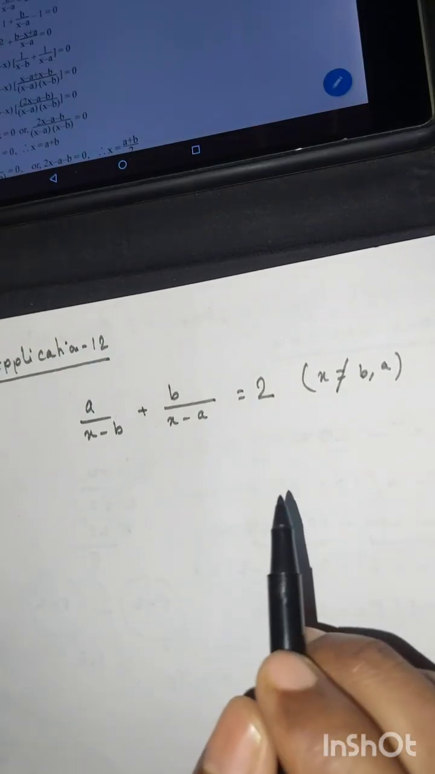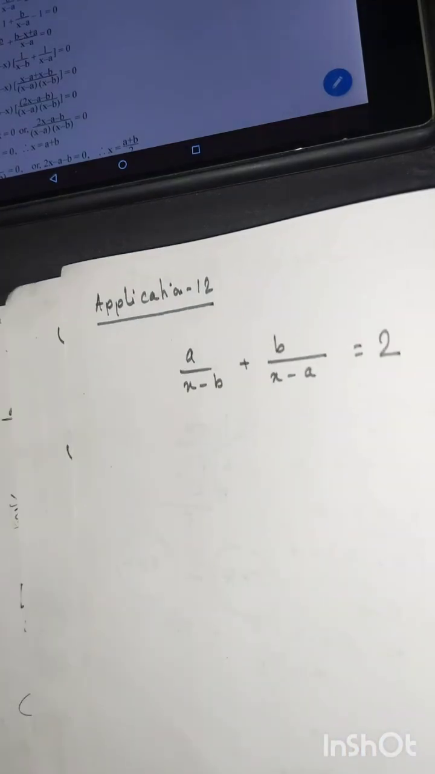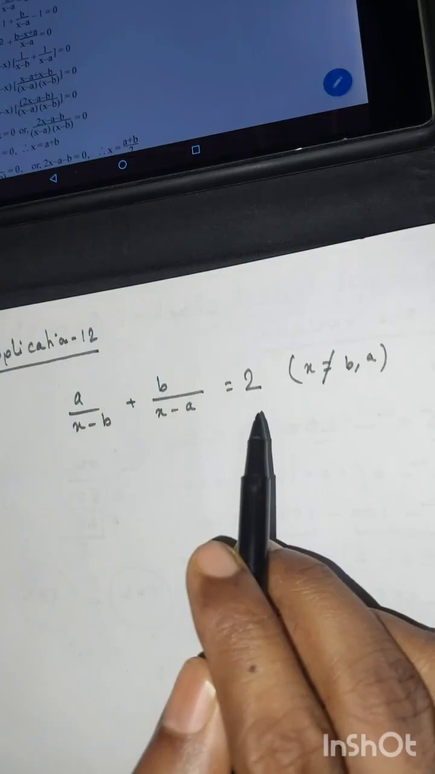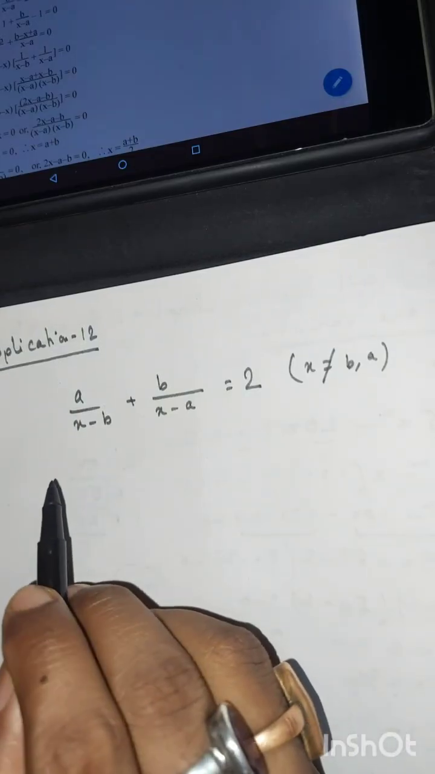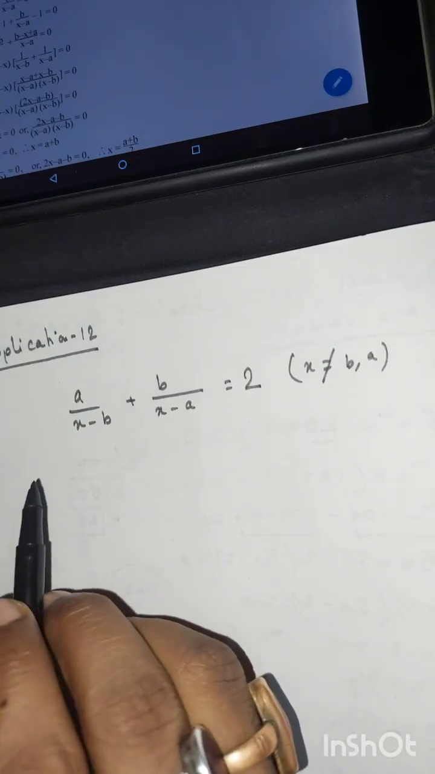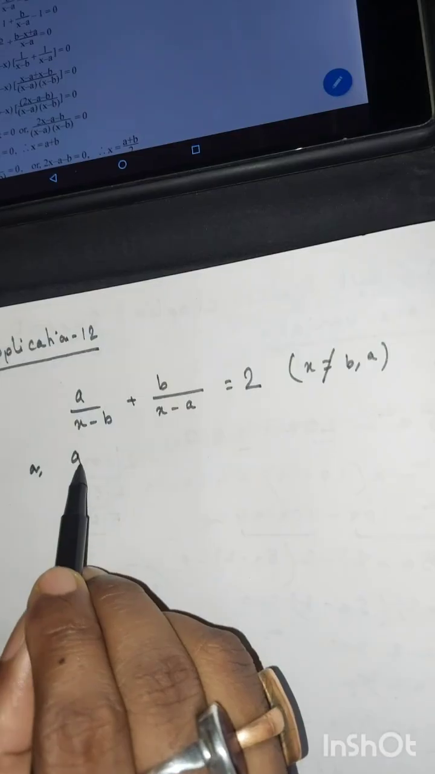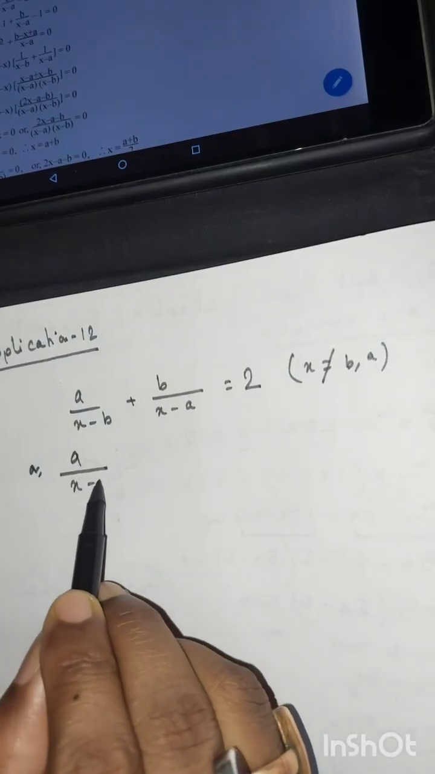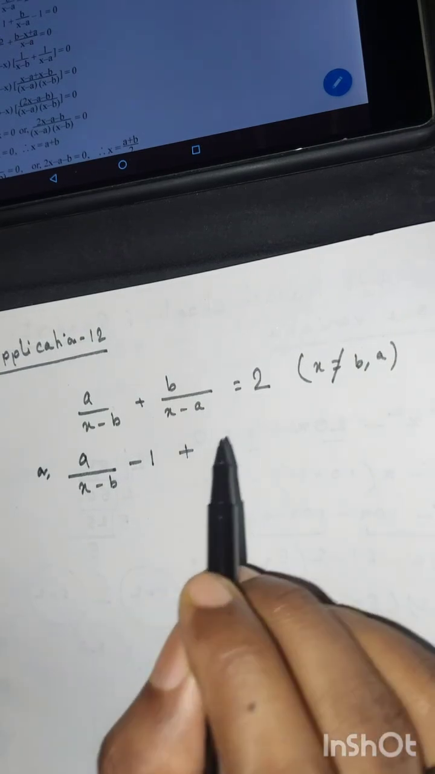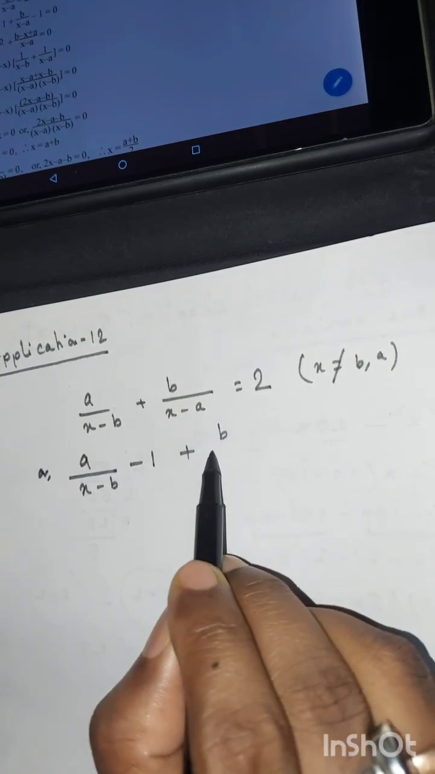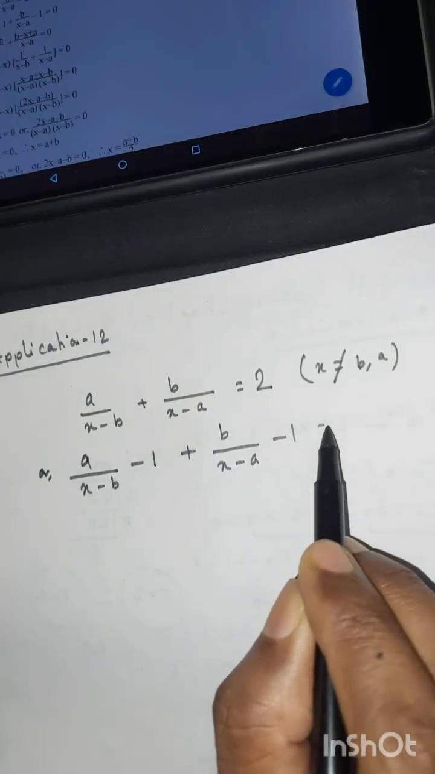If we do one thing, if we take 2 to the left side and write it like this: first quantity minus 1 plus b by x minus a minus 1 equal to 0.